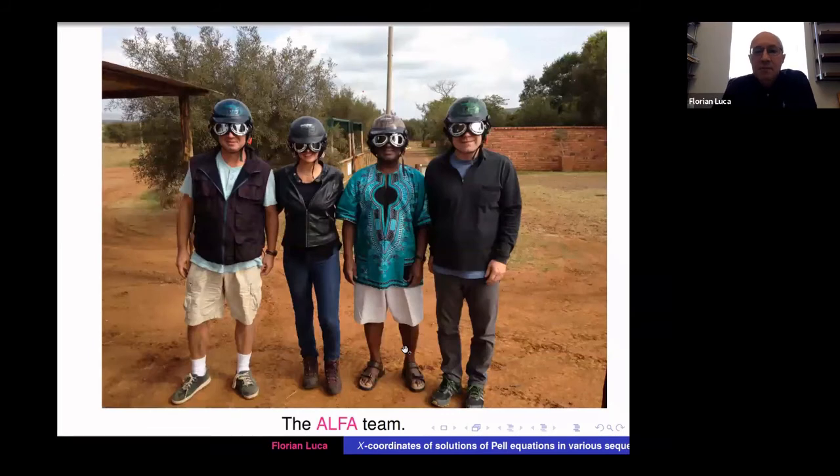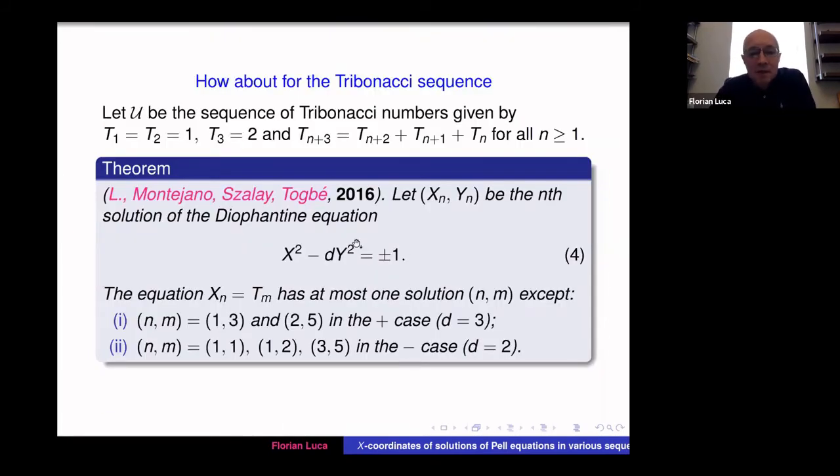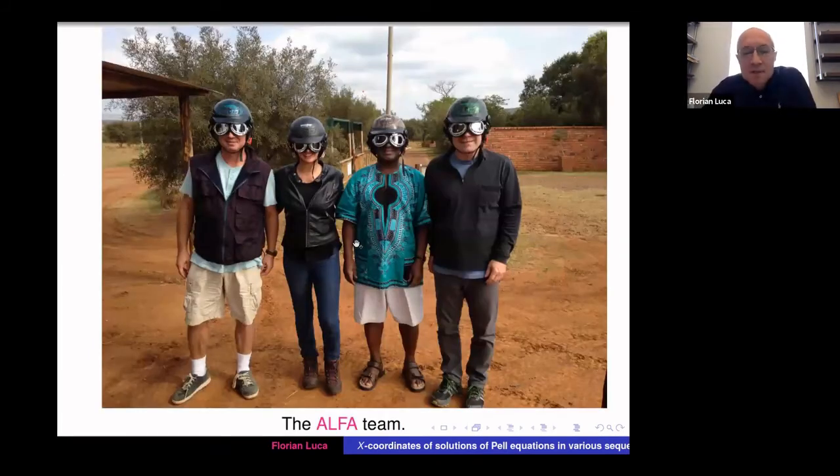Now, this is the team. This is the alpha team. This is Amanda, Laszlo, Florian, and Alain. And I would let you guess in which order they are. And this is our research environment. This is how we were looking for Fibonacci numbers.